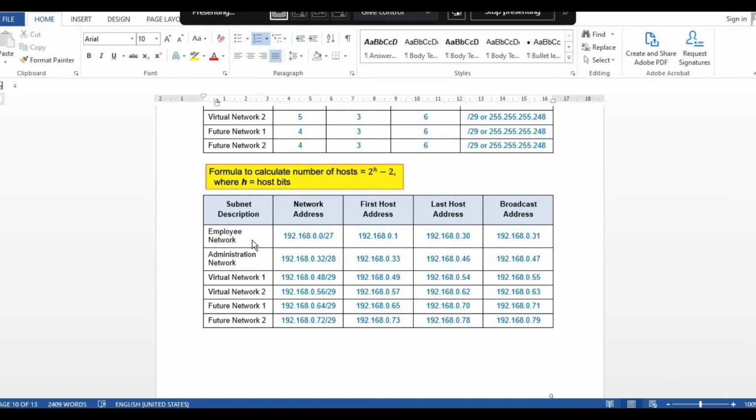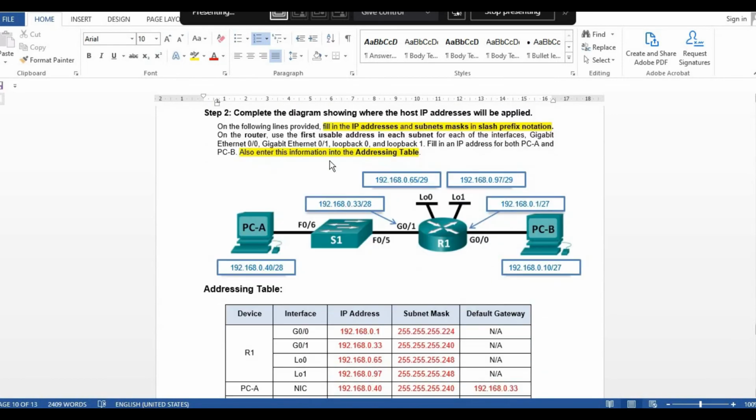So for the employer network, the IP address is 192.168.0.0/27, and the first host address is 192.168.0.1, and the last host address is 192.168.0.30, and the broadcast address is 192.168.0.31, and so on.